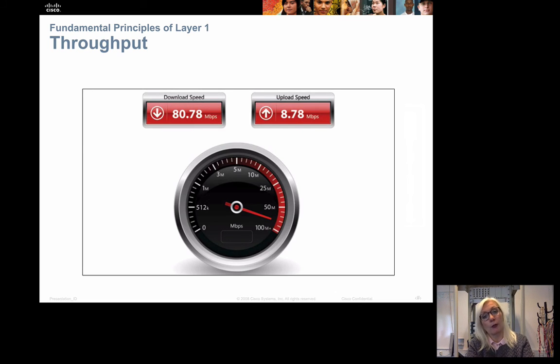We also have something called the goodput, which is the actual data that's sent through when we take away all the overhead of the extra information we are sending just to control the connection.